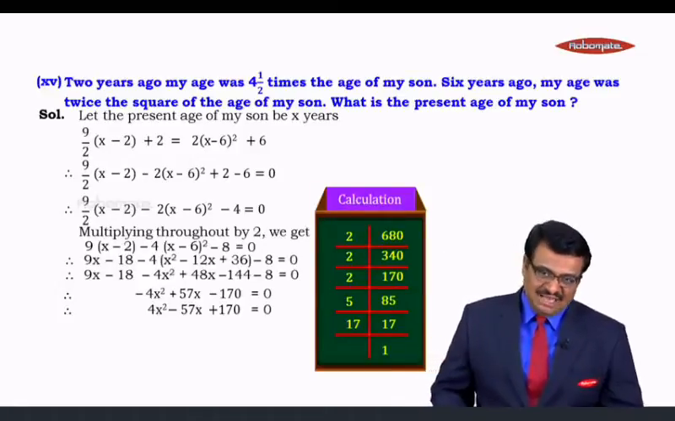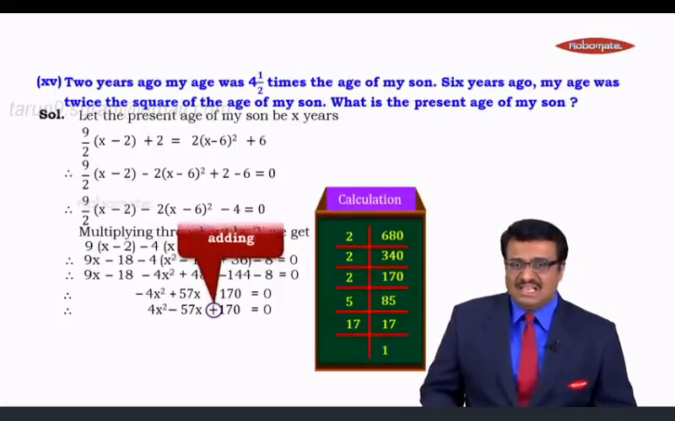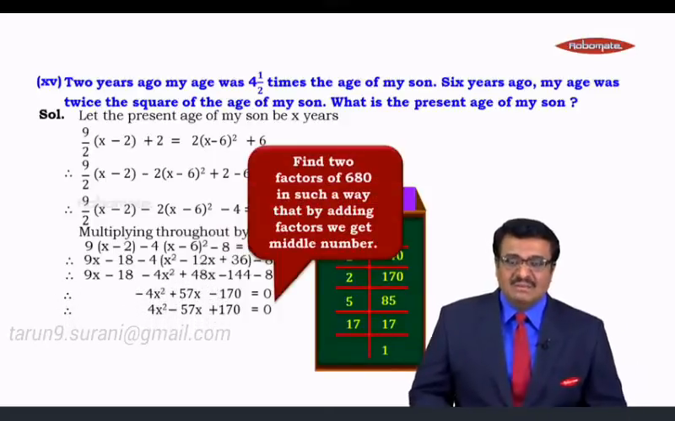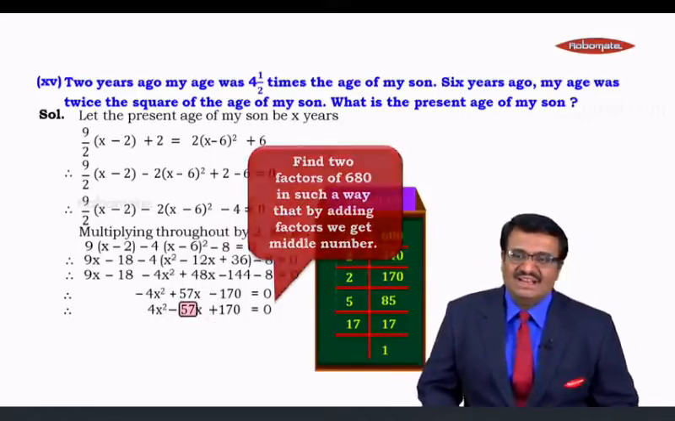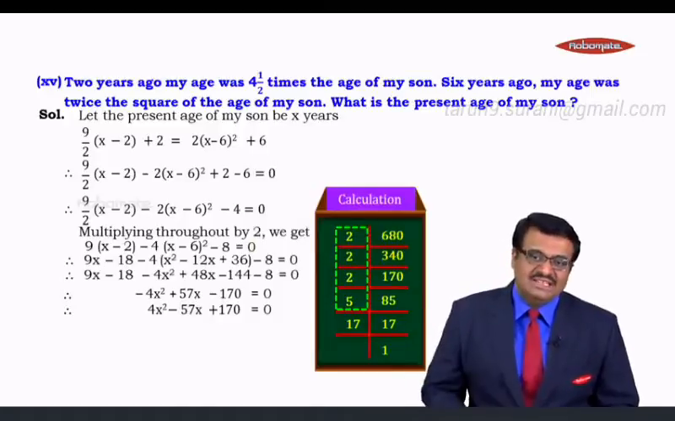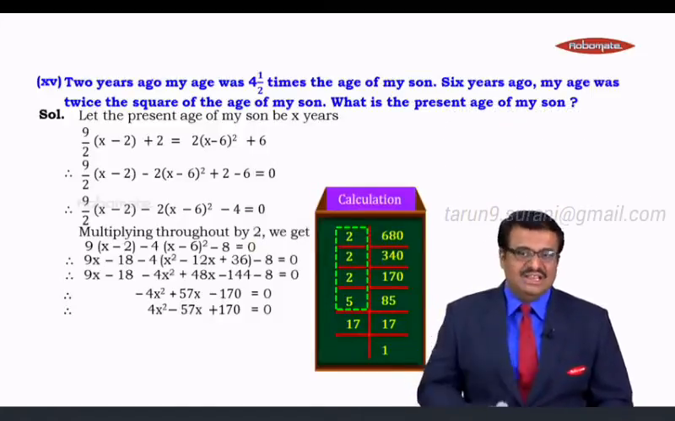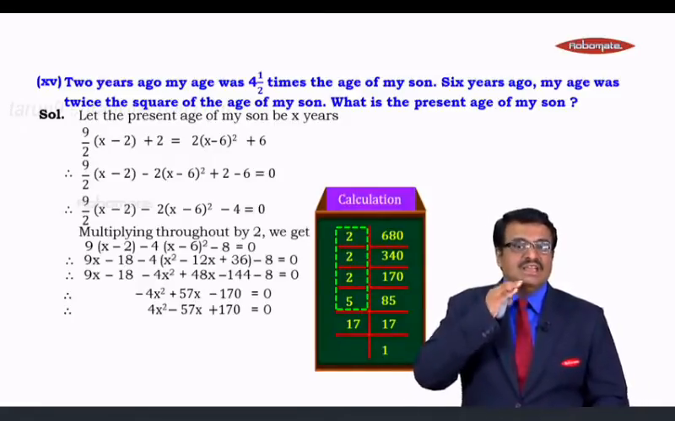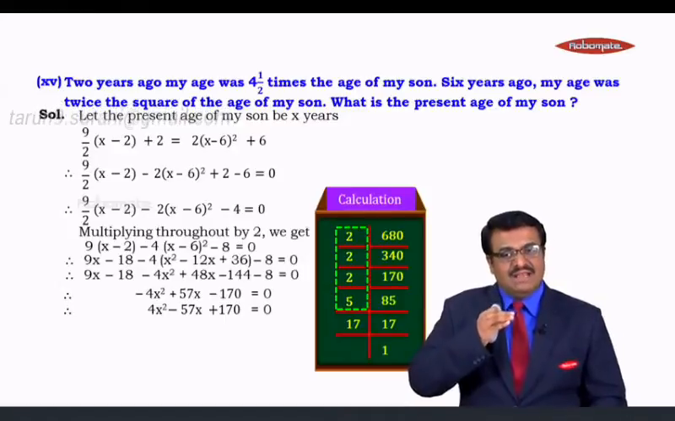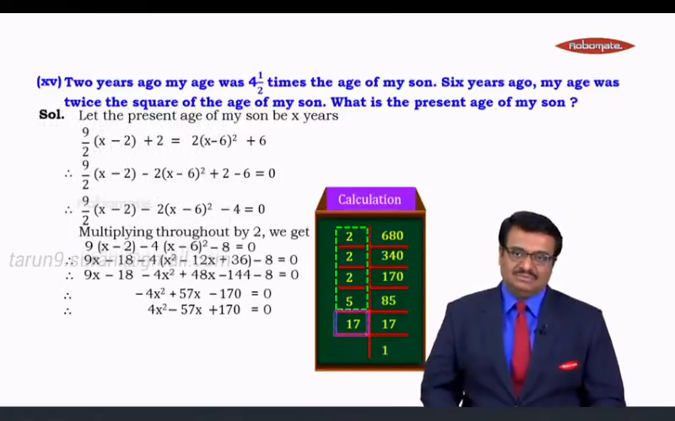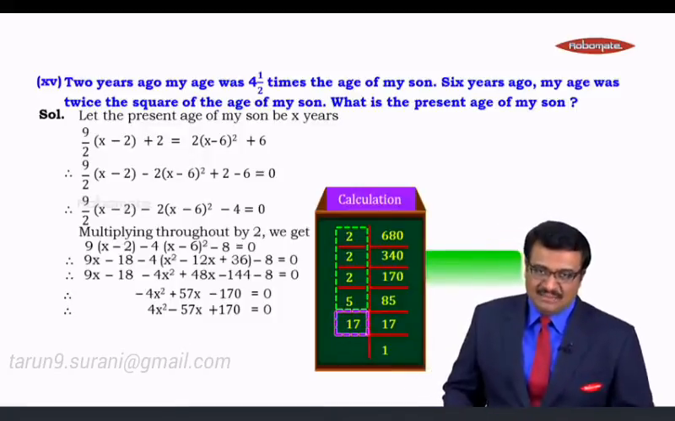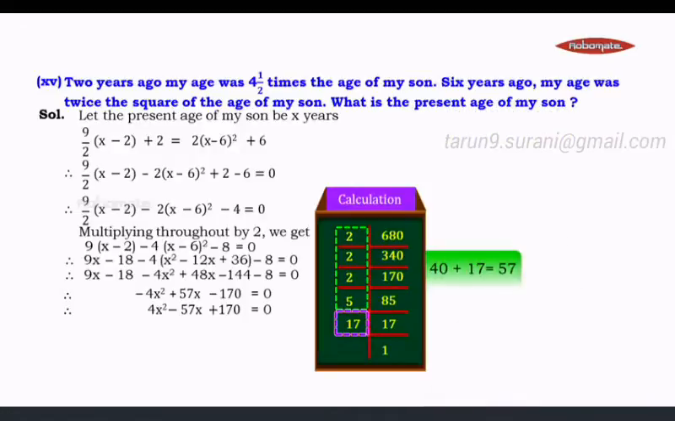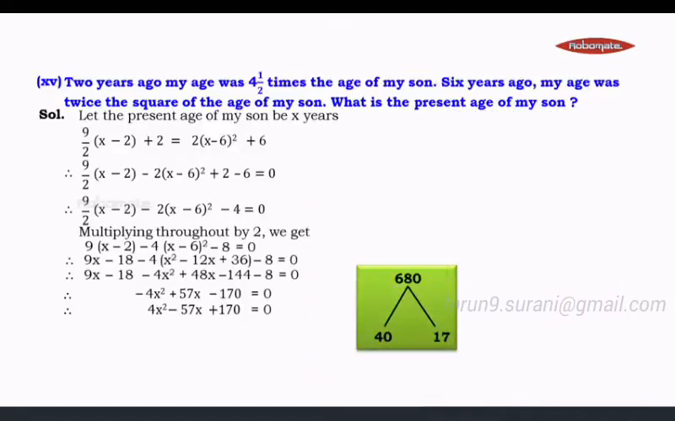The last sign here is plus, isn't it? Plus means adding the 2 factors of 680, we should get that middle number. Middle number is 57, right? Now the group that works out in this sum is 17 as one and multiplying all the others. 5 2s are 10, 10 2s are 20, 20 2s are 40. 40 and 17 if you multiply you will get 680. 40 and 17 if you add you will get that 57 also. So the factors that work out for this sum are 40 and 17. So 40 plus 17 is 57, right? So the factors of 680 are 40 and 17.